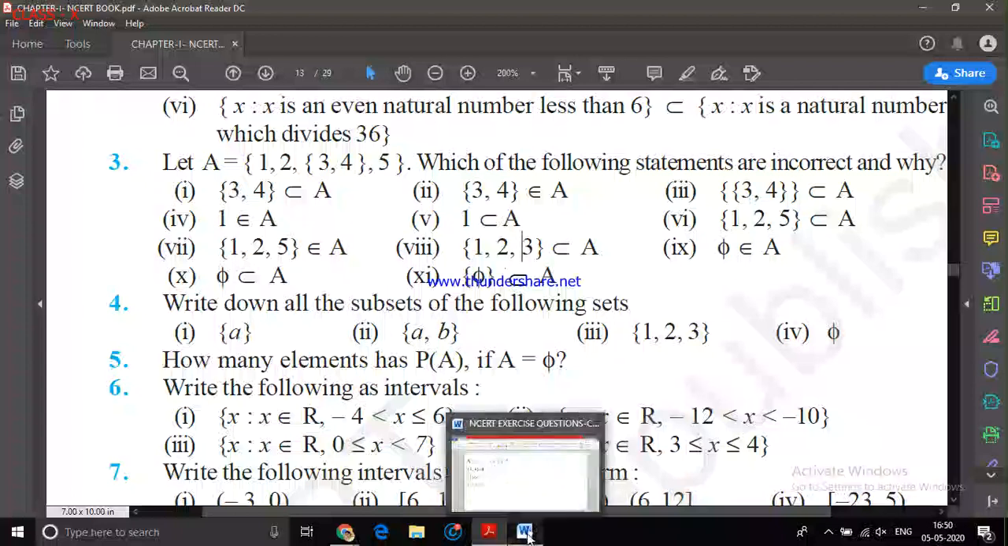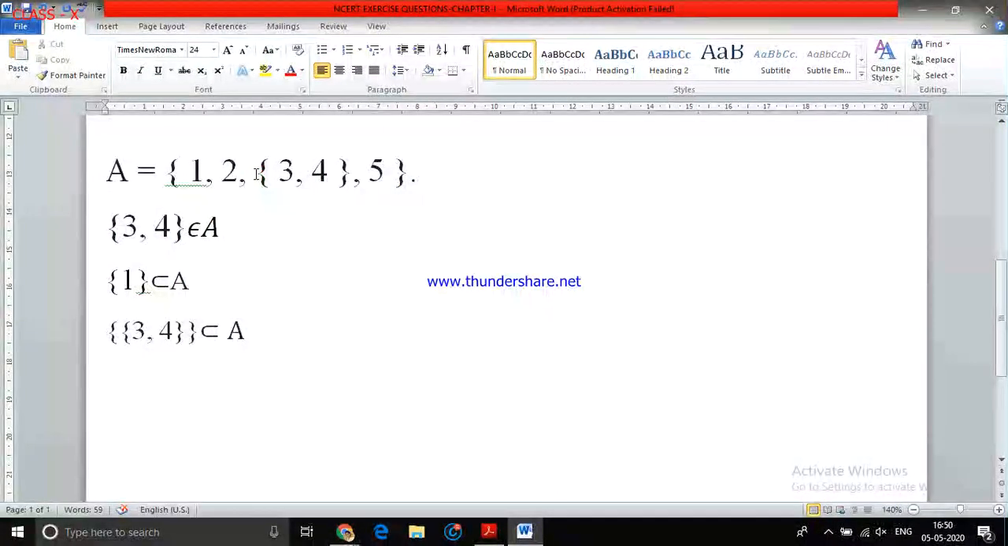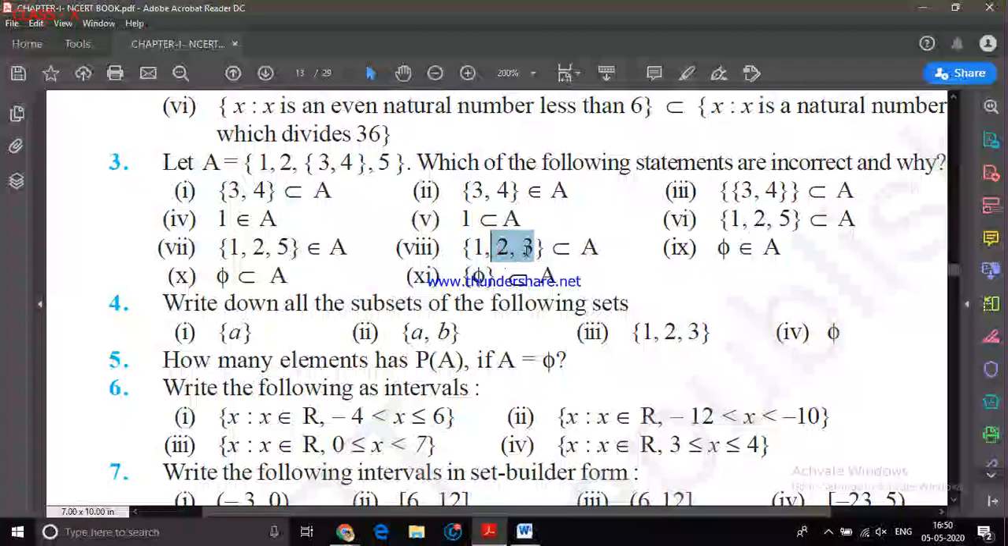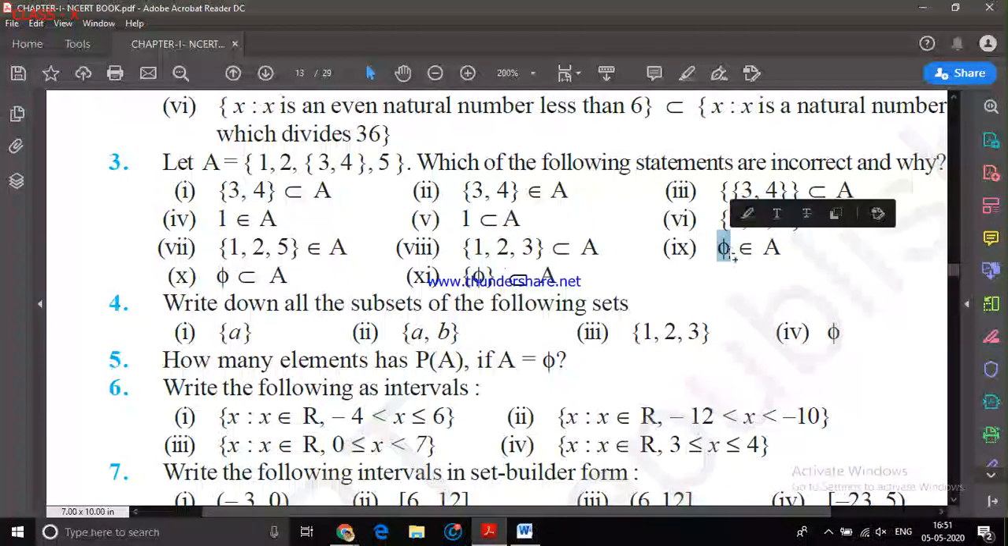So if I want to say it is right, then somewhere I must have something like this. If I have something like this, 1, 2, 3, then I can say this statement is right, otherwise it is wrong. Now phi, this we call phi. Phi belongs to A? No, phi is not an element of A. Phi is the notation we use to represent the empty set or null set. The set has no element. So phi belongs to A is wrong, but the empty set by default is a subset of A.